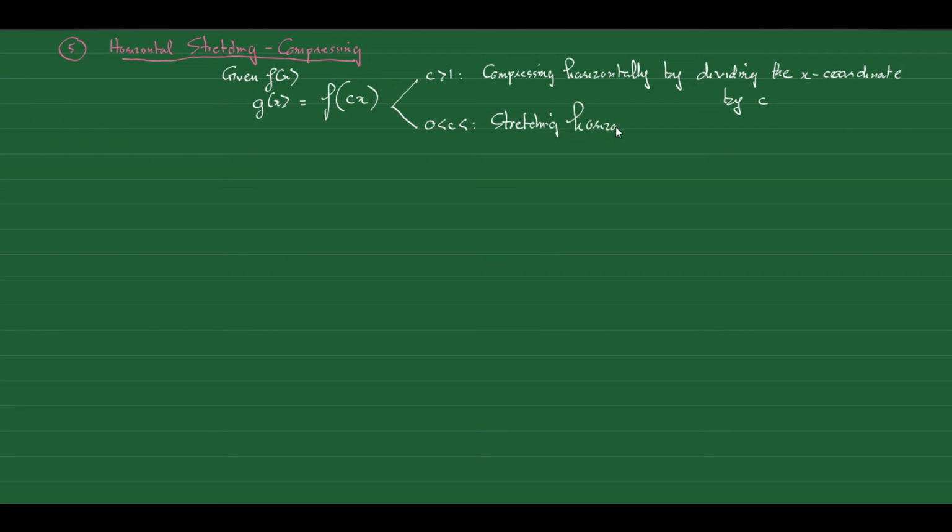And if c lies between 0 and 1, then this is stretching horizontally, so by dividing the x coordinate by the c value, and c over here must be a fraction, right? We got it between 0 and 1.